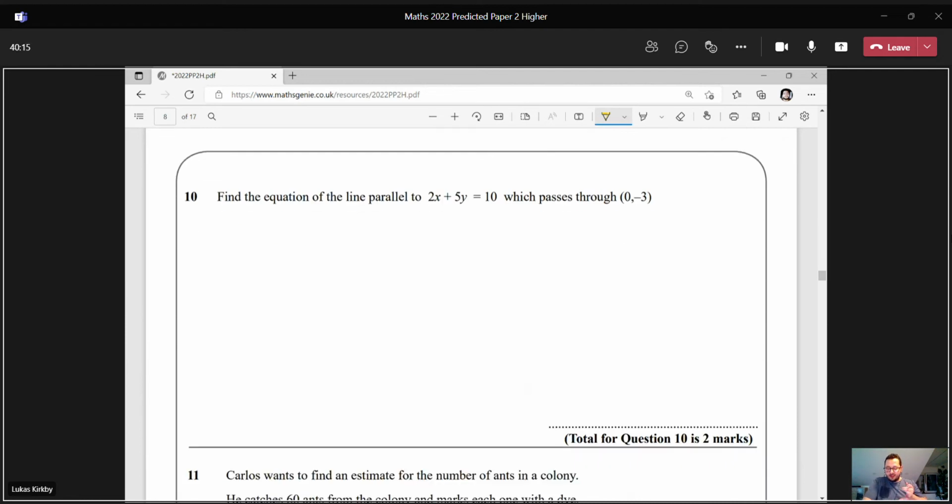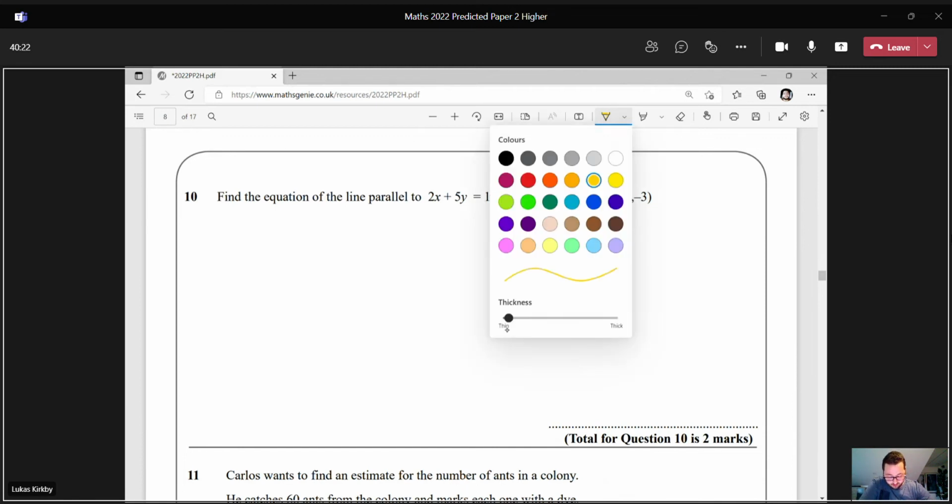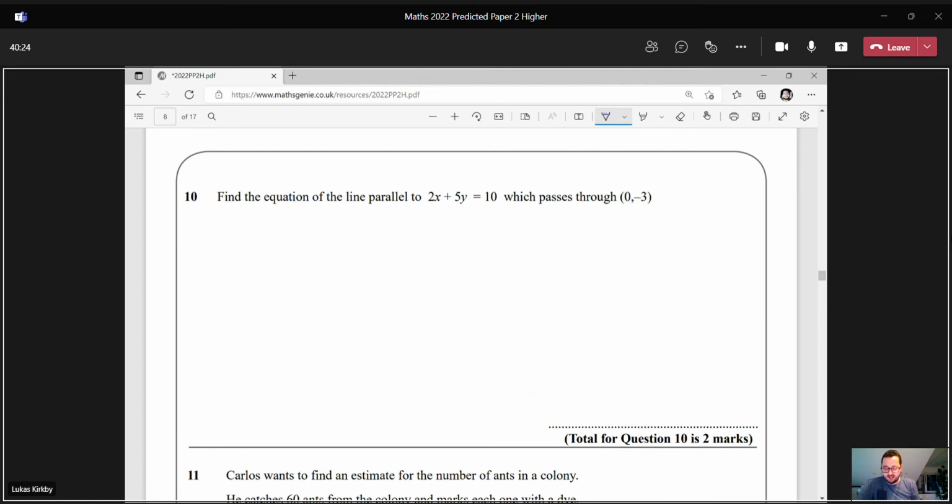Okay, number 10. Find the equation of the line parallel to 2x plus 5y equals 10, which passes through (0, -3). Okay, well the first thing is, this is a straight line, but it's not in our form that we like. So every straight line can be written in the form y equals mx plus c, where m is the gradient, so this tells you how steep the line is, and c is the y-intercept, so where it crosses the y-axis. So we just want to rearrange this to make it look like that.